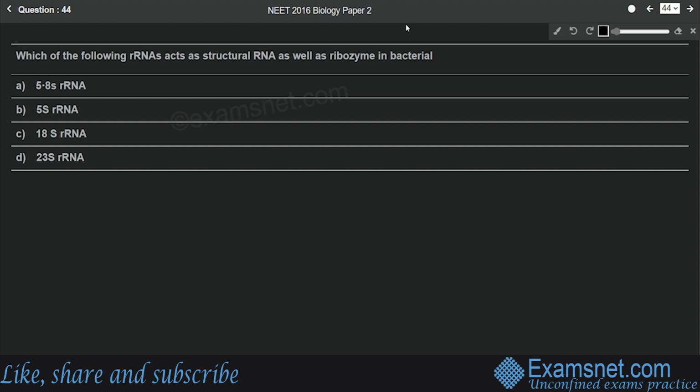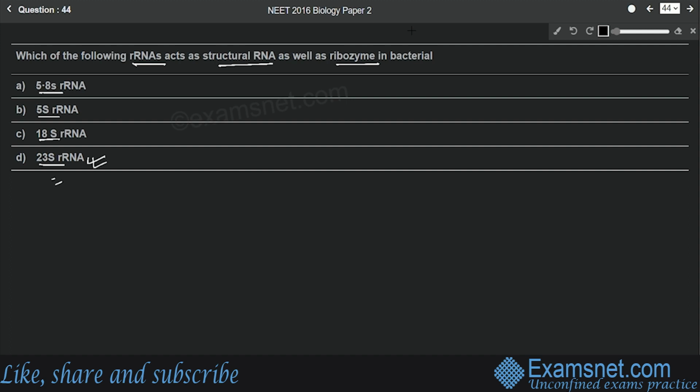Question number 44 is from the chapter Molecular Basis of Inheritance, and the question is, which of the following rRNA acts as a structural RNA as well as ribozyme in bacteria? Options are 5.8S rRNA, 5S rRNA, 18S rRNA and 23S rRNA. And the correct answer is option number D, that is 23S rRNA. Okay, this is a direct question.